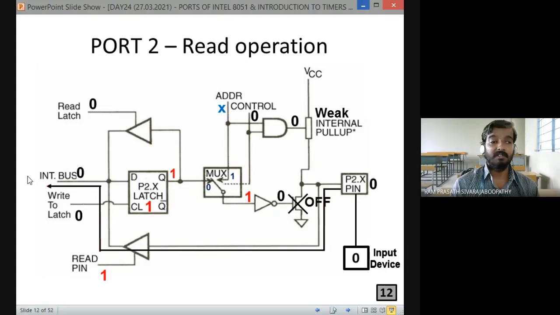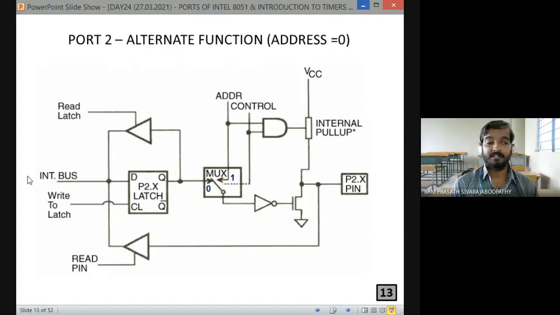Fine. Quickly we will move to the alternate function. So now we are going to speak about the alternate function of port 2. Fine. So now it is going to function as a higher order address line. The upper 8 bits of the address are going to be carried by port 2 now. Fine. What about the condition of the control now? Control signal, yes, 1.